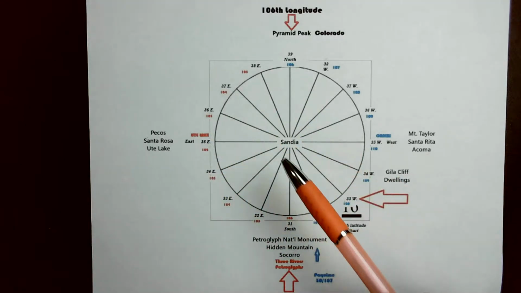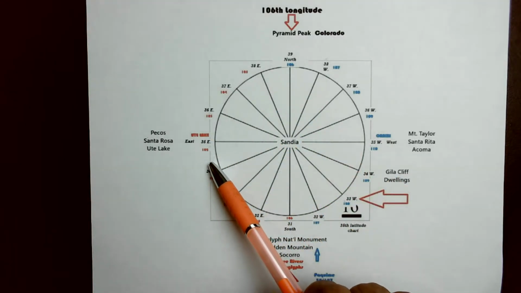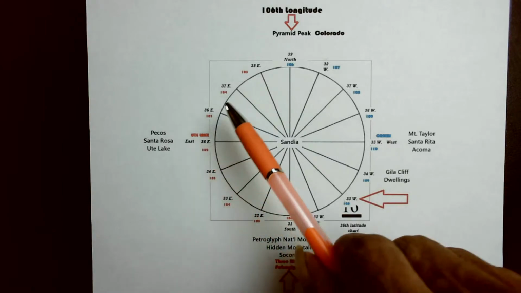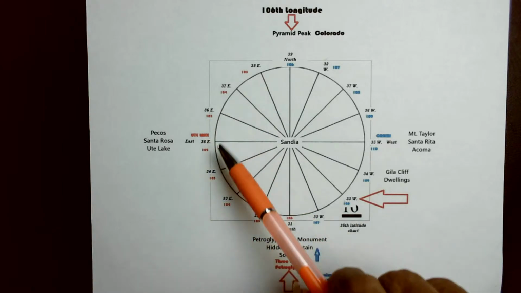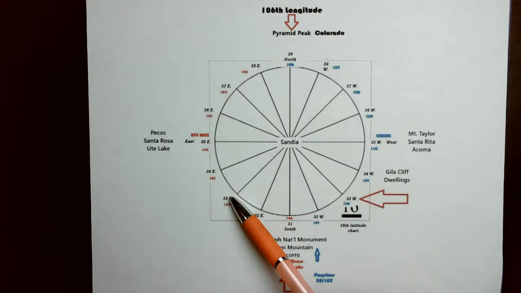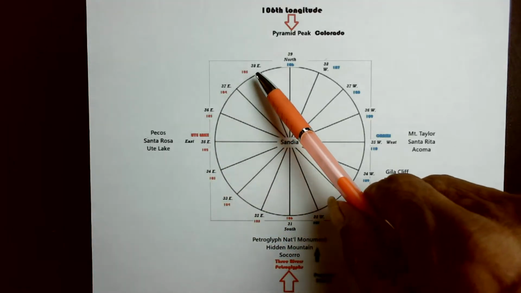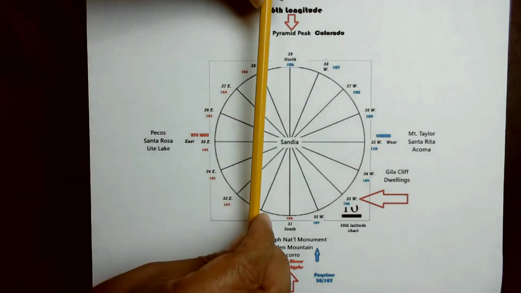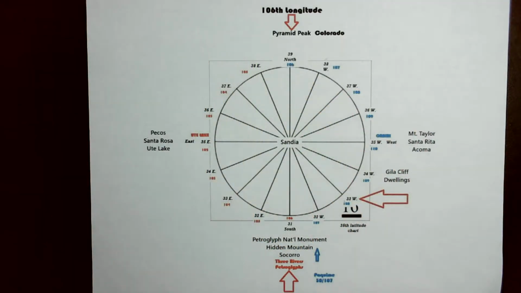And if you notice, 102 degrees longitude is associated with 103, 104, 105, and 106. Doing the same thing for the longitudes in blue. Okay. So it lays out the latitudes and the longitudes.